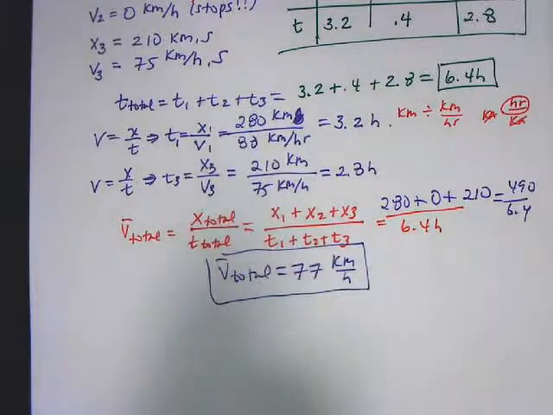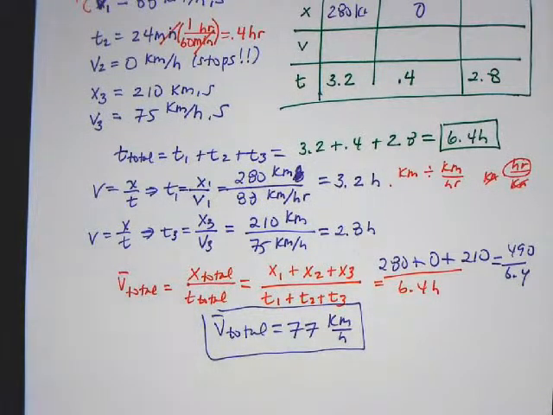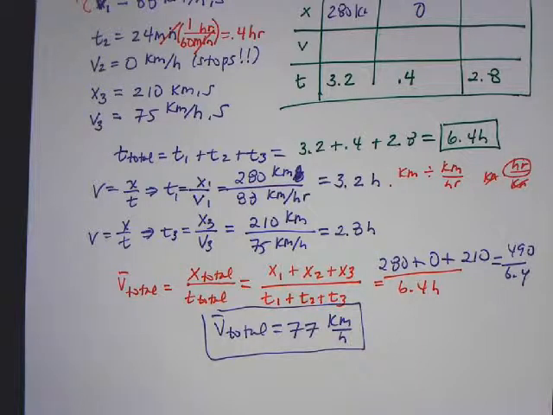Now, the reason I drew the chart on the top was to help you conceptualize. There's 3 separate parts of the trip, and each part has its own distance, time, and velocity.